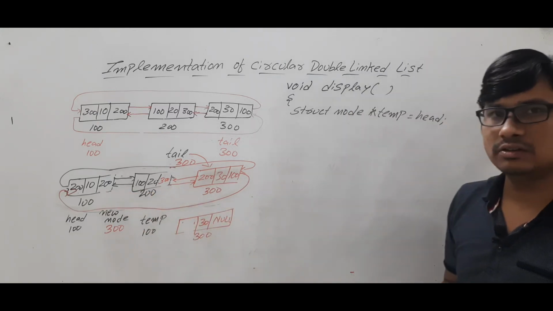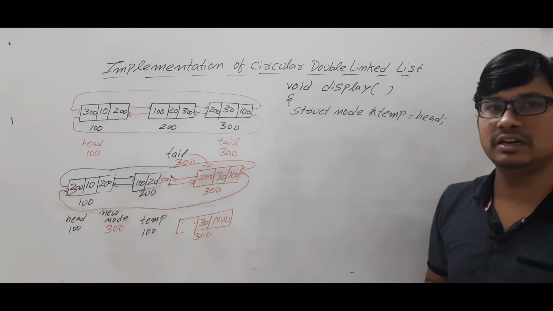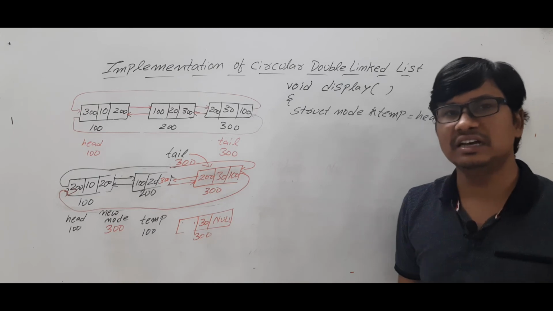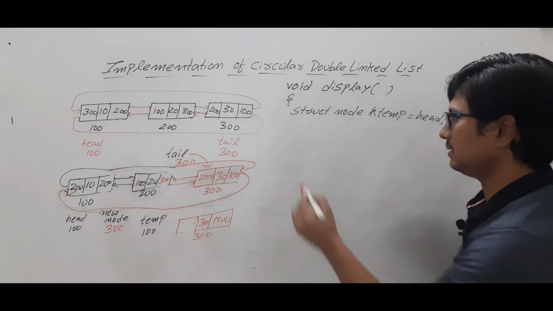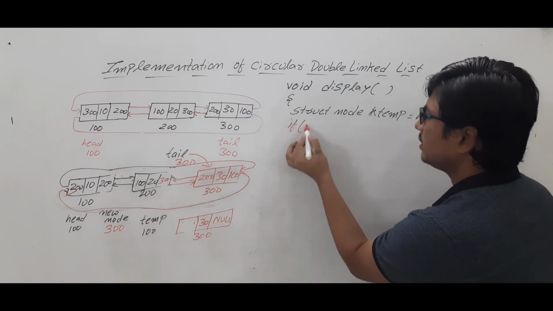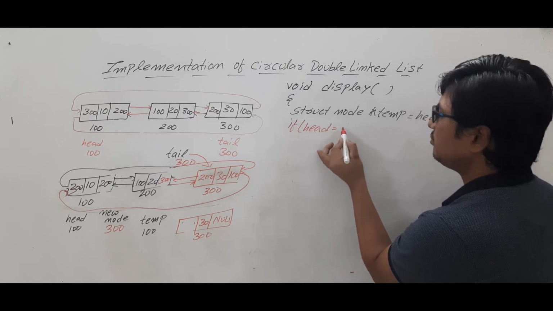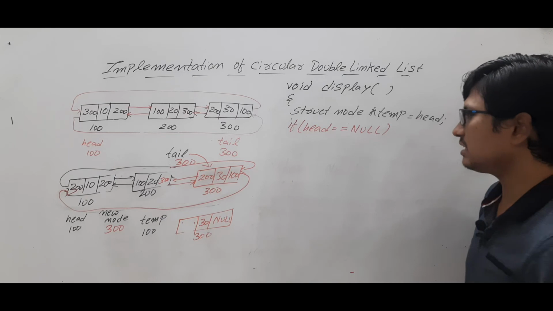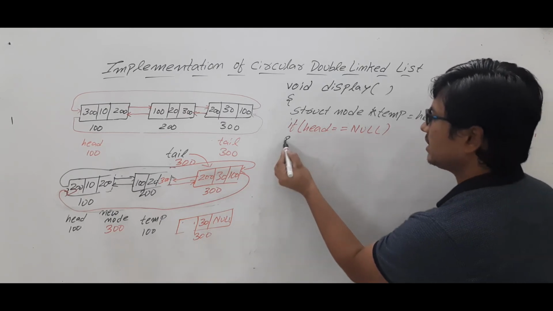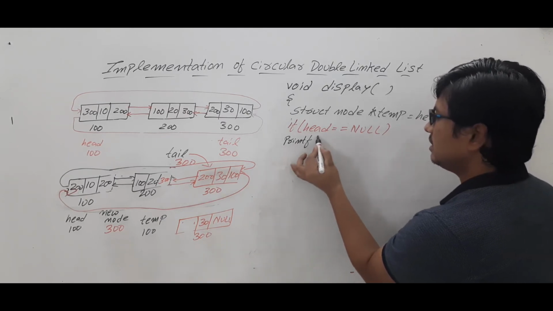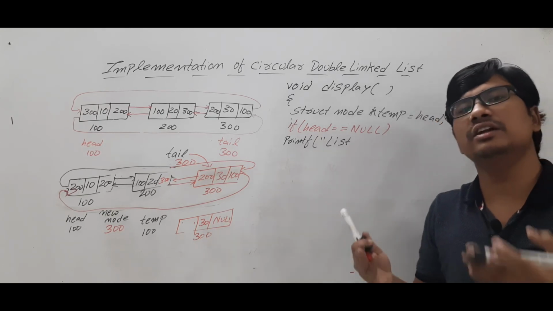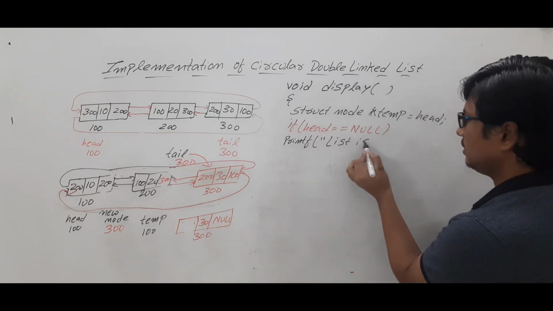First thing is that while displaying, I need to check whether there are some nodes. If there are some nodes in the list, then only we can display the data. So to do that, I will check the condition. If head is equal to null, then it means that the list is empty. So I can write a statement as list is empty, or if you want, you can write circular double linked list is empty.